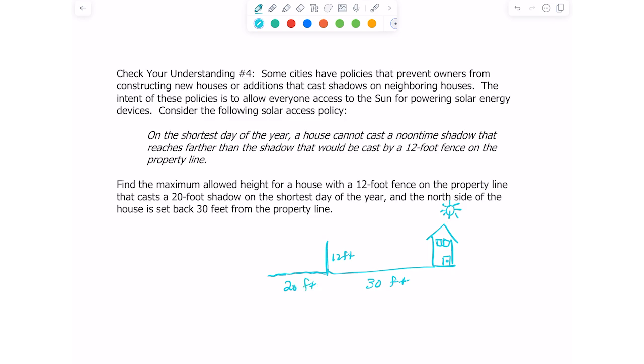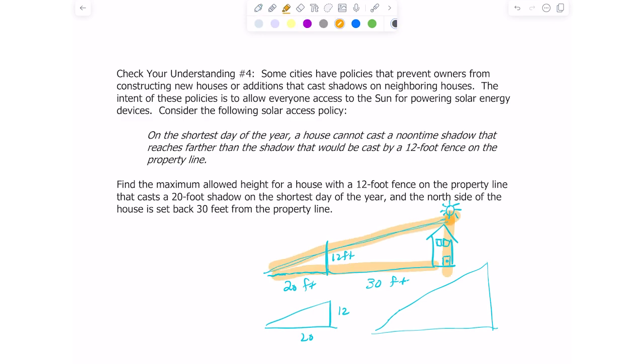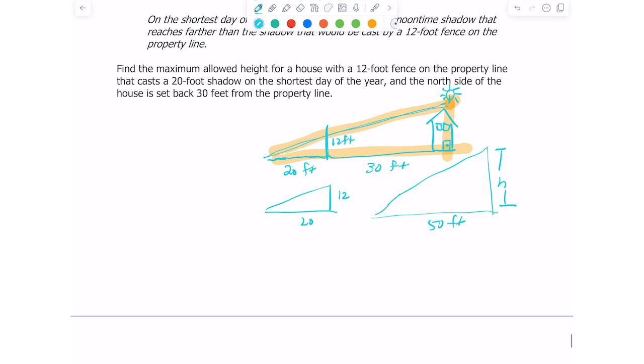So now if I look at this, what I have is basically two right triangles. Okay, the first triangle is the smaller one that's 12 feet and 20 feet. And then I have the bigger one, okay, which is this one right here, which I know is 50 feet at the bottom, and I don't know the height. That's what I'm looking for. So I'm trying to figure out h.